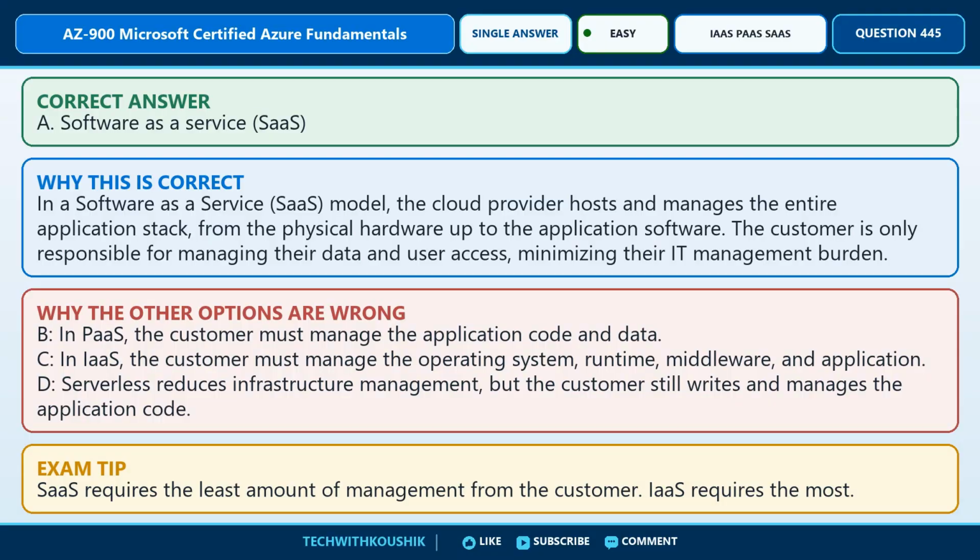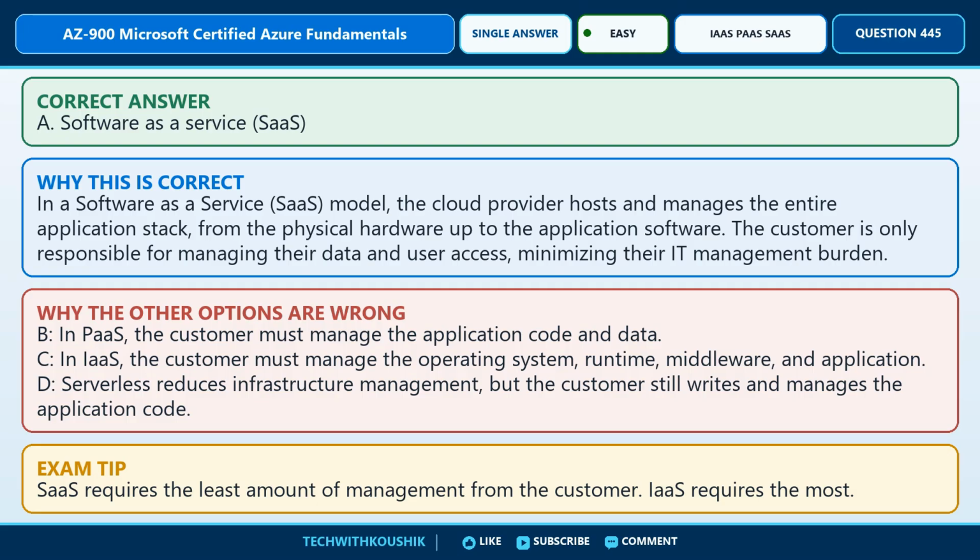In this case, choose option A, Software as a Service, SaaS. This works because in a Software as a Service, SaaS, model, the cloud provider hosts and manages the entire application stack, from the physical hardware up to the application software. The customer is only responsible for managing their data and user access, minimizing their IT management burden.